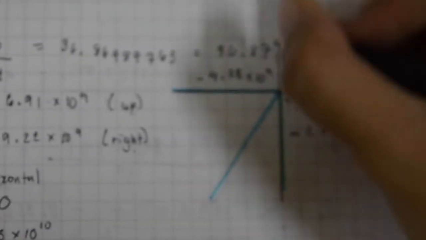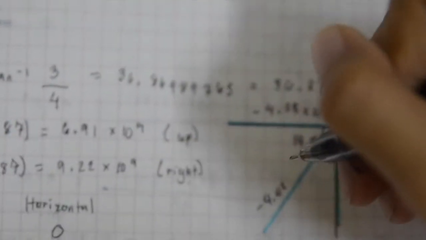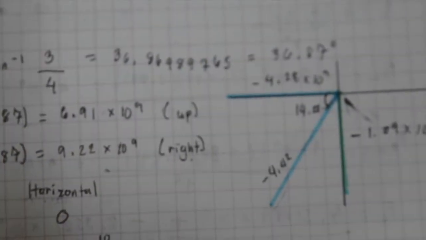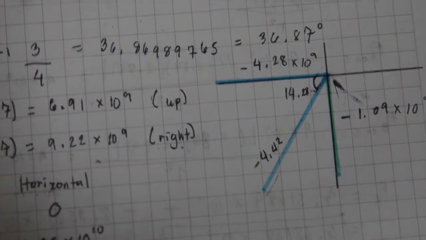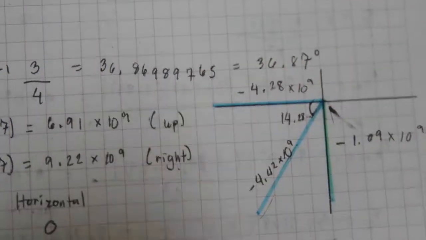So according to our computations, the angle against the horizon to this one is 14.28 something. Then the value that we just computed is this, so that's negative 4.42 times 10 to the 9th.